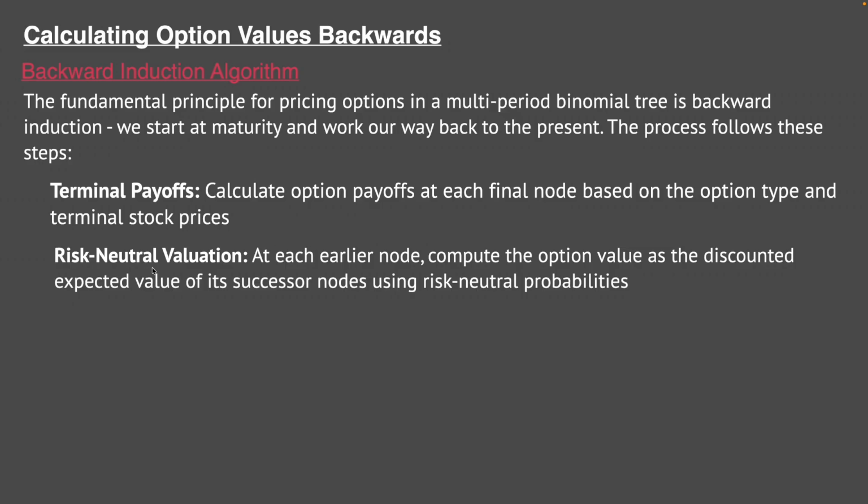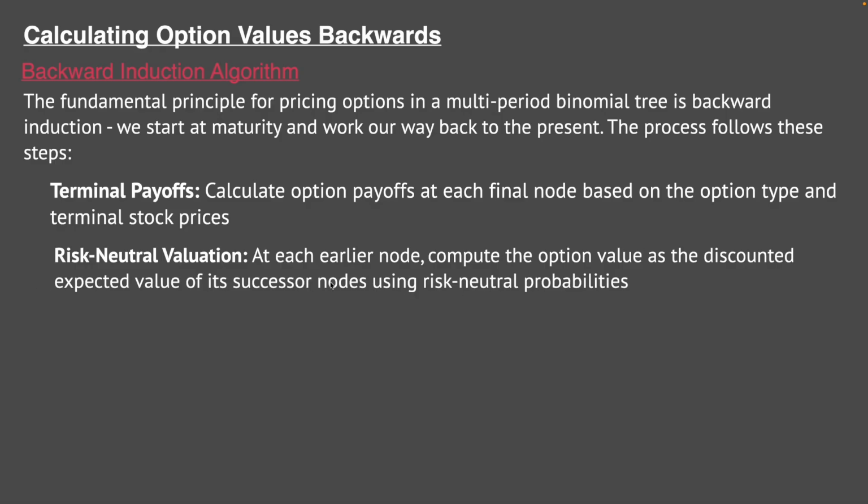Then we introduce the risk neutral valuation. So what we do at each earlier node, that is one node before, is compute the option value as the discounted expected value of its successor nodes using risk neutral probability. Very simple. Whatever value we get at the last node, the last but one node's value will be nothing but the value of the last node discounted by a time frame equal to the difference between the time of the last node and the last but one node.